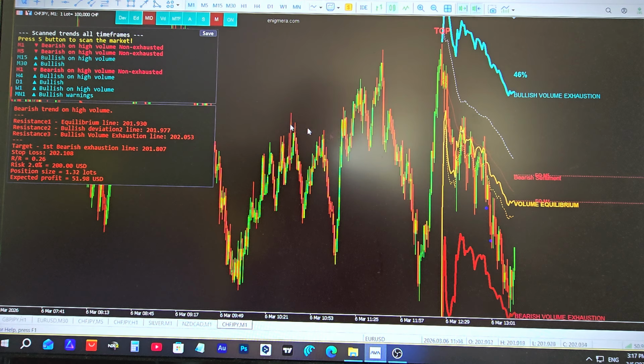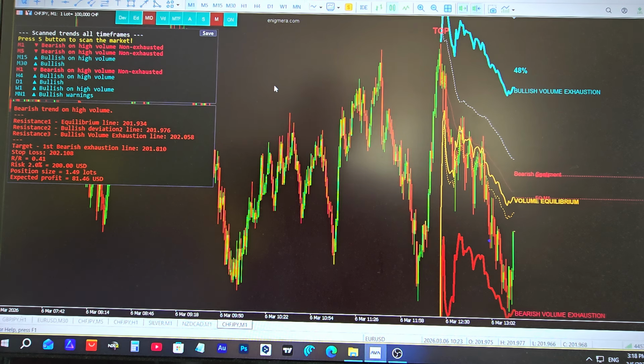I see that on 1 minute right now the market is bearish on high volume, non-exhausted. On 5 minutes it is bearish on high volume non-exhausted too. And I also got bearish on high volume non-exhausted on 1 hour. What attracted my attention is when I get a clear trend, bullish or bearish, on high volume and not exhausted. Why non-exhausted?